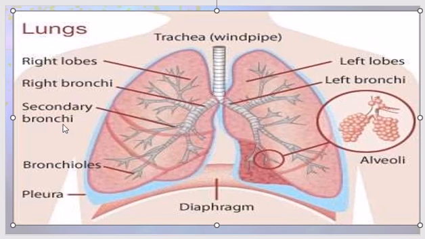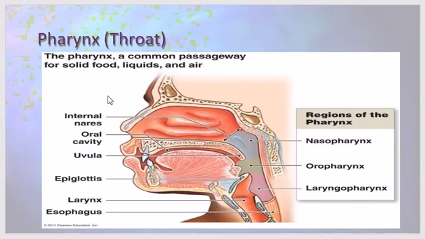This is further divided into secondary bronchi. This is the secondary bronchi, and this small part you are seeing over here is the bronchus, and this is your pleura. Now coming to the left lung. This is your left bronchus. This is your alveoli, also known as air sacs, and this is your diaphragm. That's all for today. I hope you have understood the respiratory system.